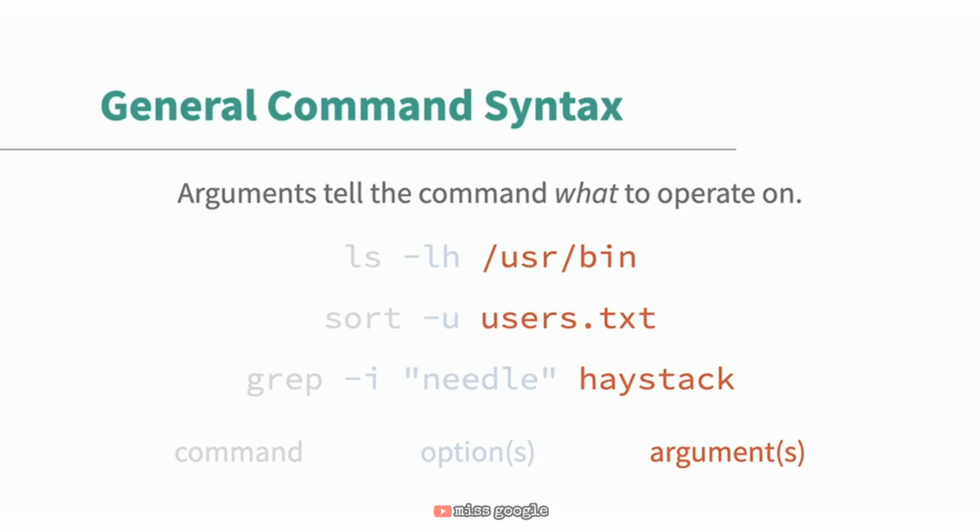I should point out here that strictly speaking, the text needle is also an argument, but it's an argument to the -i option, not directly to the grep command. Options can take arguments of their own, but for the purposes of this course, we'll consider arguments to be those that are passed to the command itself, not ones passed to an option. And we'll consider arguments to options as part of the option itself.